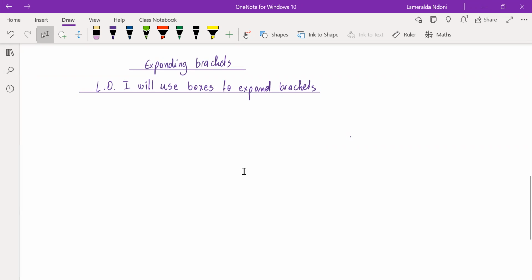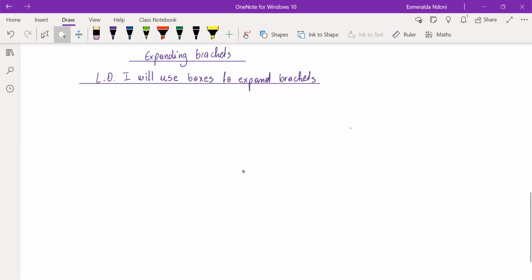Welcome back. Now that you are here, it means that you have copied those down. So let's start. Our aim for this lesson is to learn how to expand brackets. I'm going to write a question down, so then we know what we're supposed to do by the end of this lesson. So we have a question which says 3 bracket x plus 2. We need to learn how to expand these brackets.